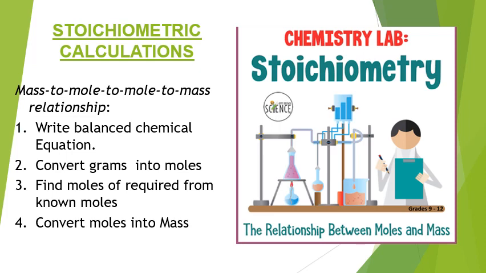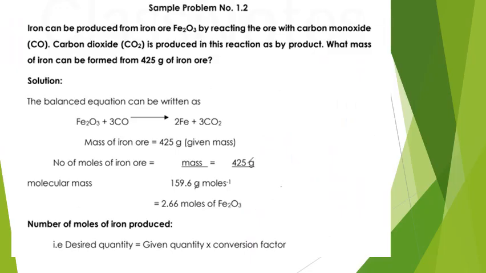Now look at this problem given in your book, that is sample problem 1.2. According to this, iron can be produced from iron ore, that is Fe2O3, by reacting the ore with carbon monoxide. These are the two reactants which will react together to produce the product. Carbon dioxide is produced in this reaction as a byproduct. A byproduct is a side product along with the major product, right? And the next question is, what mass of iron can be formed from 425 grams of iron ore?